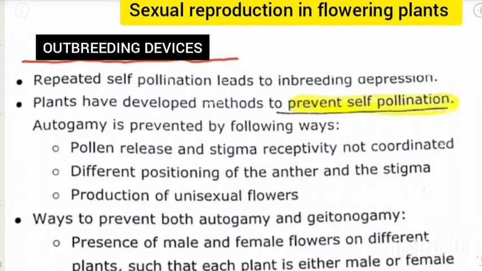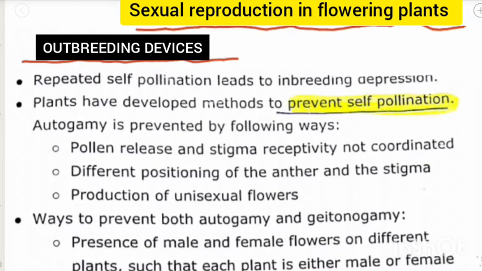Outbreeding devices. This topic is taken from the chapter on sexual reproduction in flowering plants. Guys, this is a very easy topic and you can understand it very easily. First of all, we should know what self-pollination and cross-pollination are.